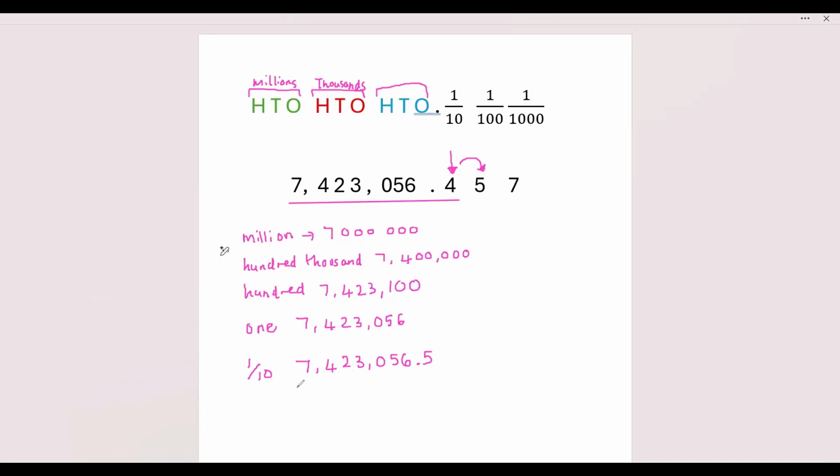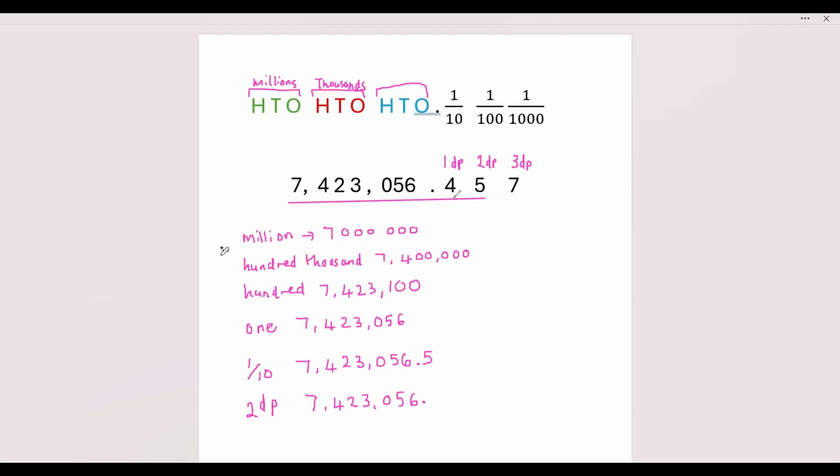Now, sometimes they'll ask you to round to tenths or hundredths or thousandths, and other times they will ask you to round to a number of decimal places. So with this number here, this is one decimal place. This is your first decimal place. This is your second decimal place. And this is your third decimal place. So if I ask you to round this number to 2 decimal places, you would want to keep all of these numbers here to this point here. So we have got 7,423,056 decimal point in here.